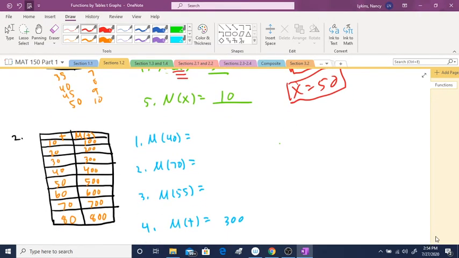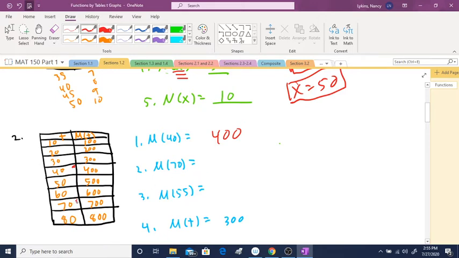Okay, let's take a look at this next one. Same situation. At any point you can pause it and then come back for the explanation. But let's look at m of 40. So that means my t value. I'm looking right here. My t value is 40. So what's my answer? 400.